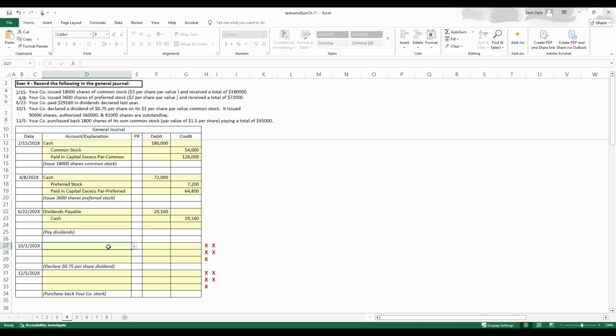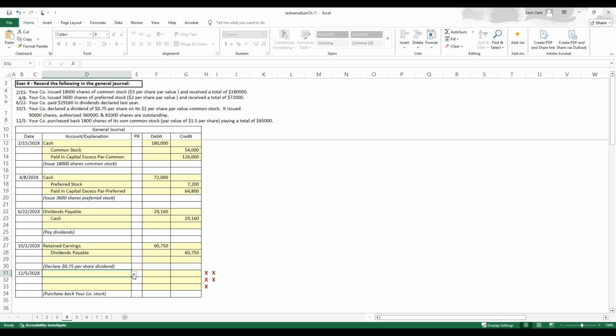This is declaration of a current year dividend to be paid the next year. In the previous instance, we were decreasing our payable. In this instance, we are recording a payable with the offset to retained earnings. And we have to calculate the amount here. So it's 0.75 per share, and we have 81,000 shares outstanding. So the amount of the dividends will be based on that formula.